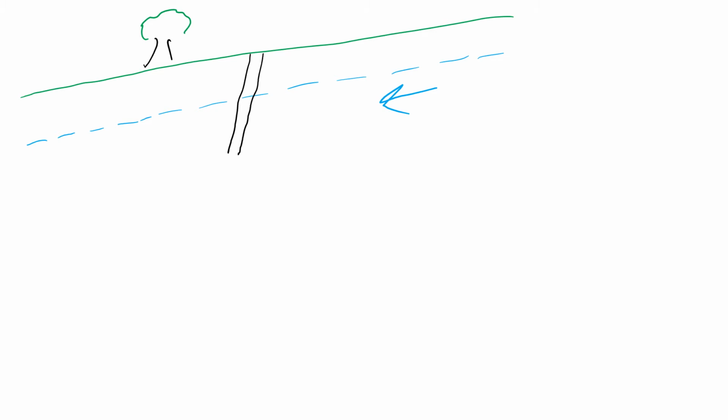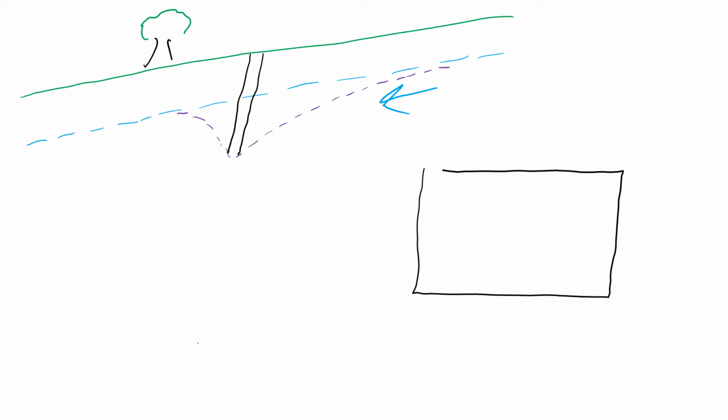What do you think your cone of depression is going to look like when you have water flowing like this? Is it going to be perfectly symmetrical on both sides of the well? No. In fact, what it's going to look like, I'll draw this in purple, is it's going to go maybe something like this, and then something like that. So you're going to have an asymmetrical cone of depression. Okay? All right, there's your well.